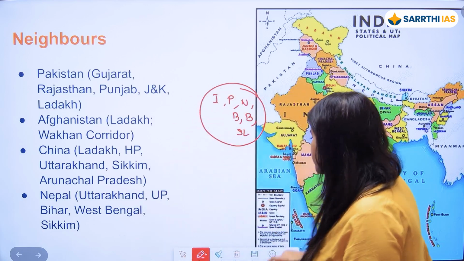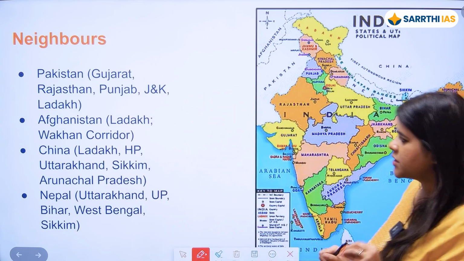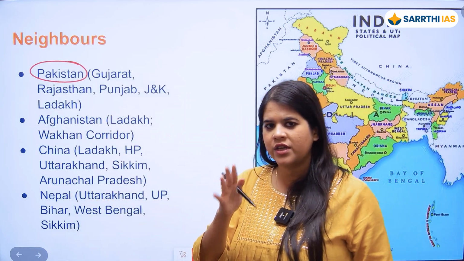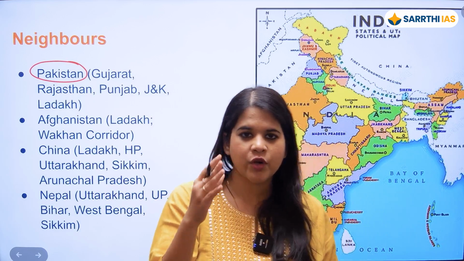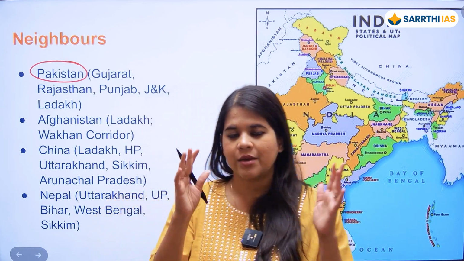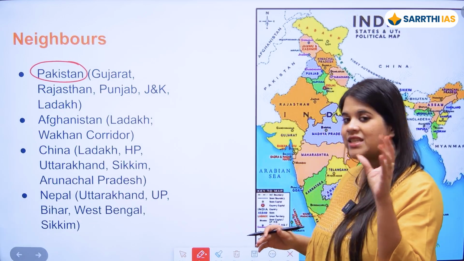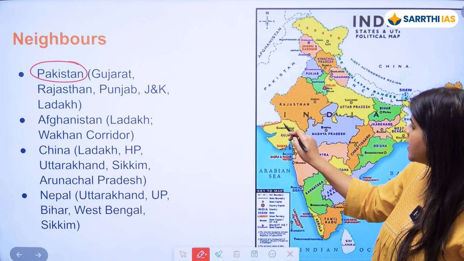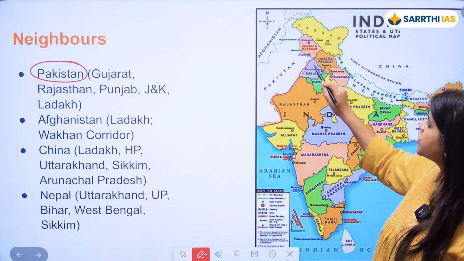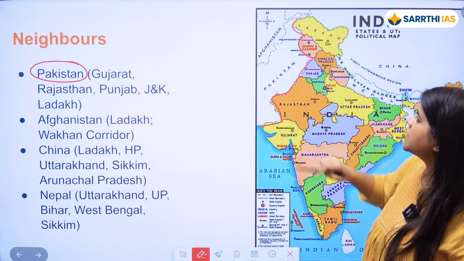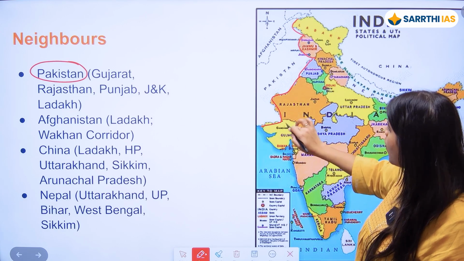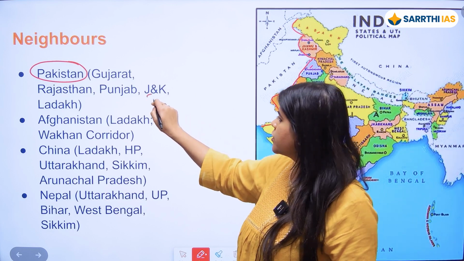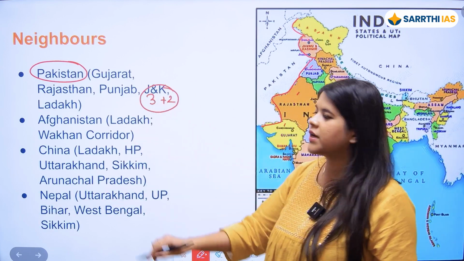Fine. So if we talk about our neighbors, first we have Pakistan, which up till 1947 was a part of India only. In 1947 the partition happened and Pakistan separated. Now, which states does Pakistan border? We have first Gujarat, then Rajasthan, Punjab, Jammu Kashmir as well as Ladakh. So we have 3 states plus 2 union territories.